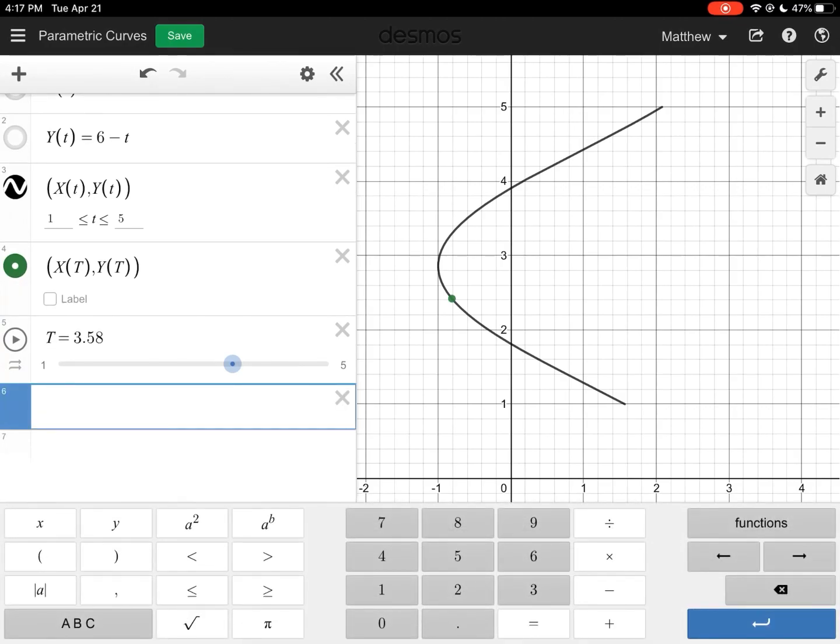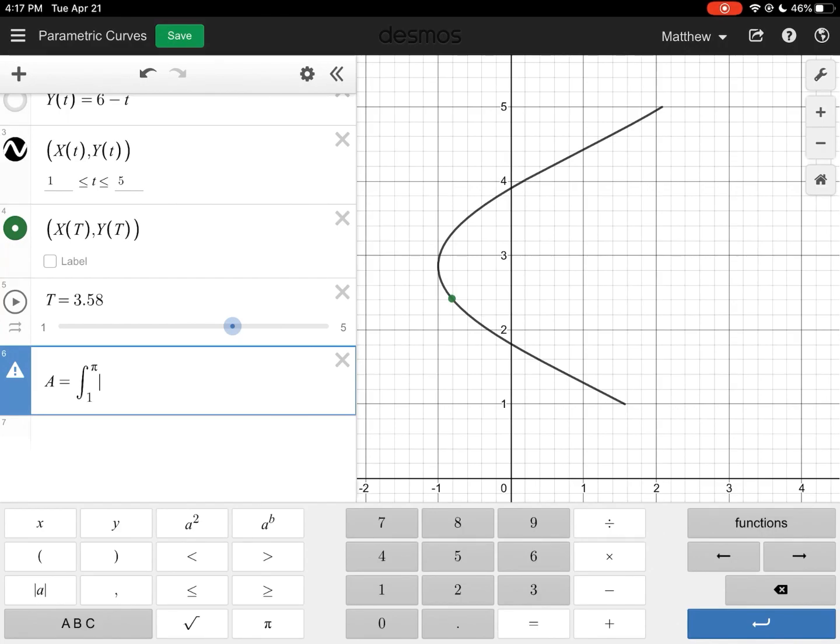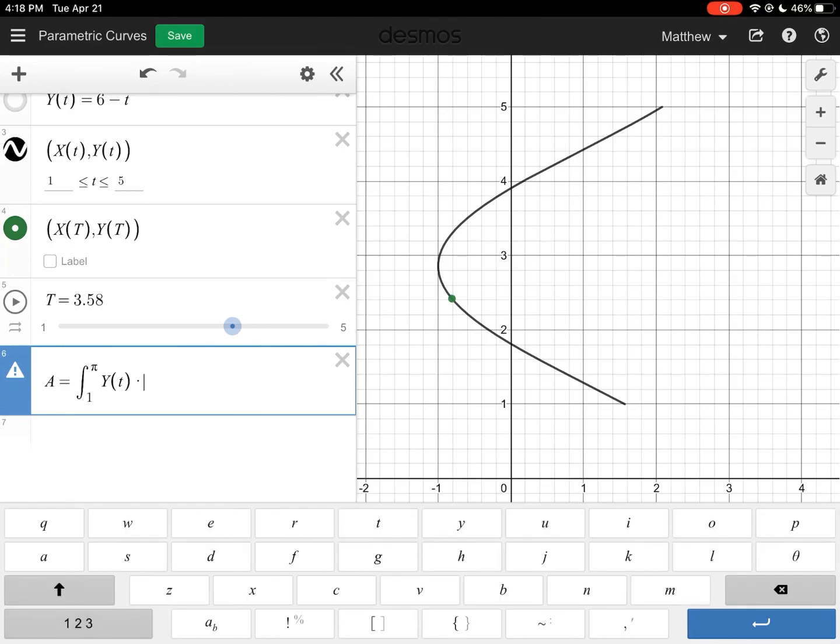Okay, so capital A will be our area, is equal to an integral from 1 to pi. Then we put capital Y of t here, and then times capital X prime of t, and then after that, the dt. Notice what it gives us, negative 12.8.